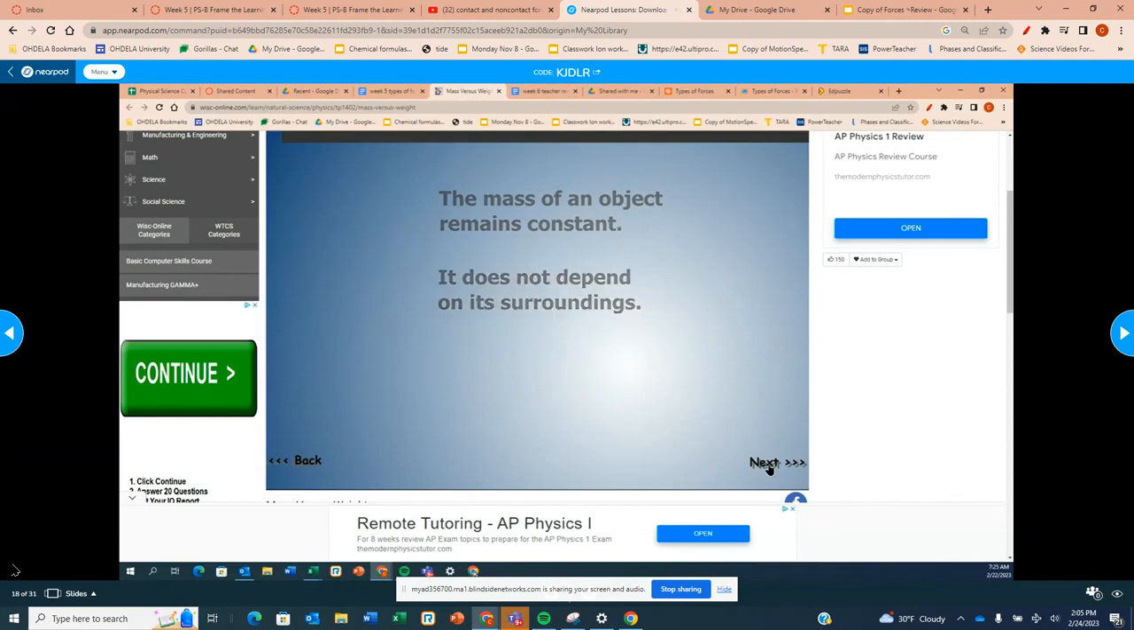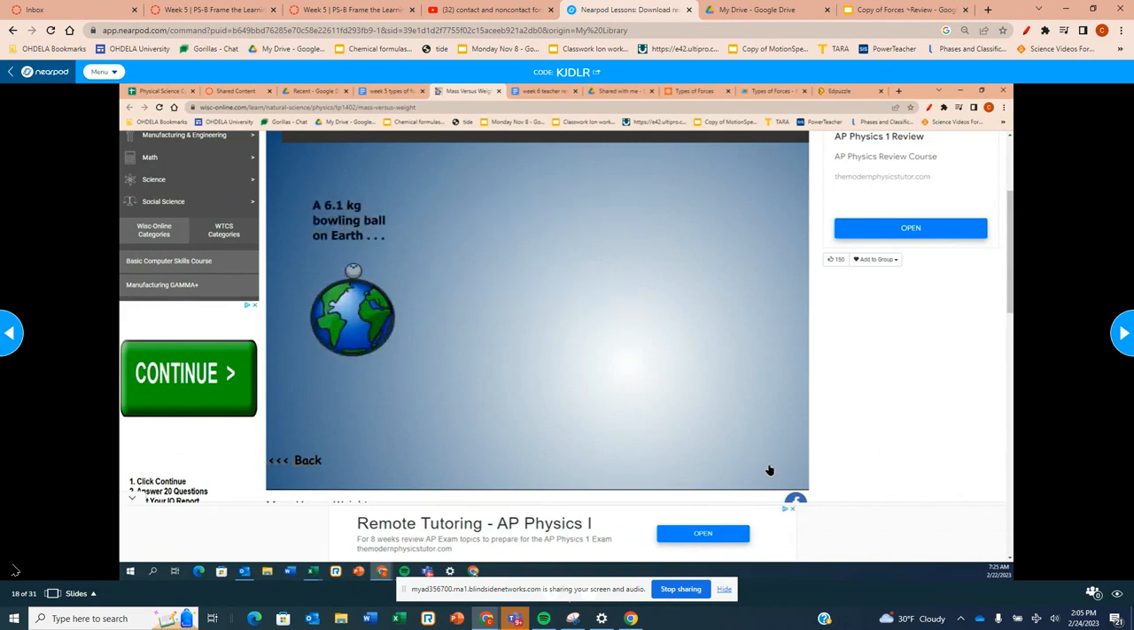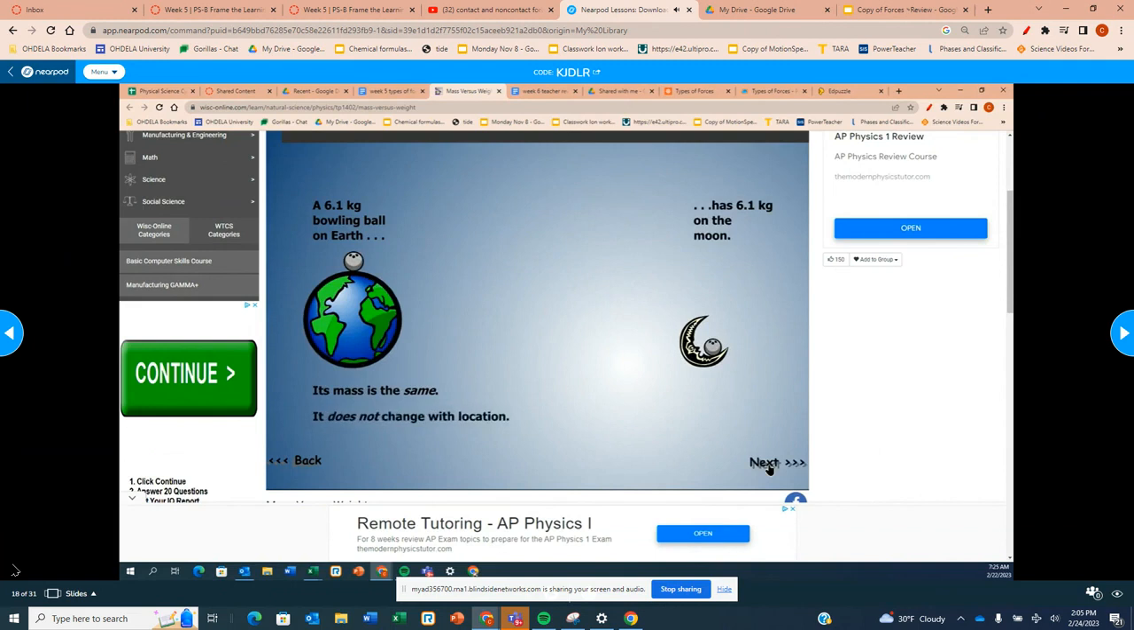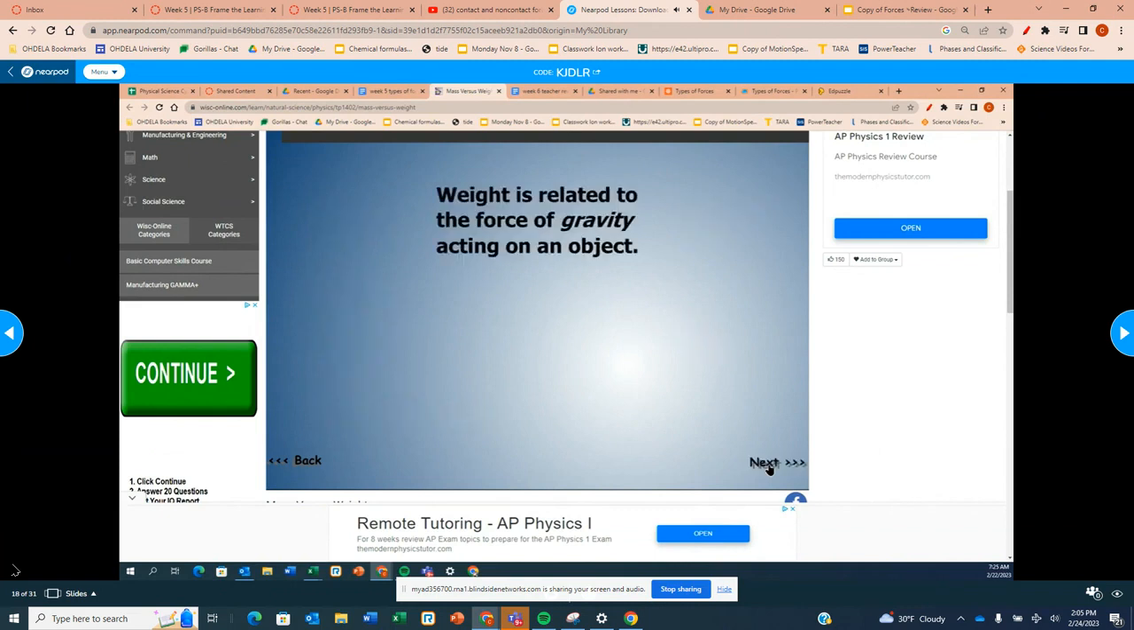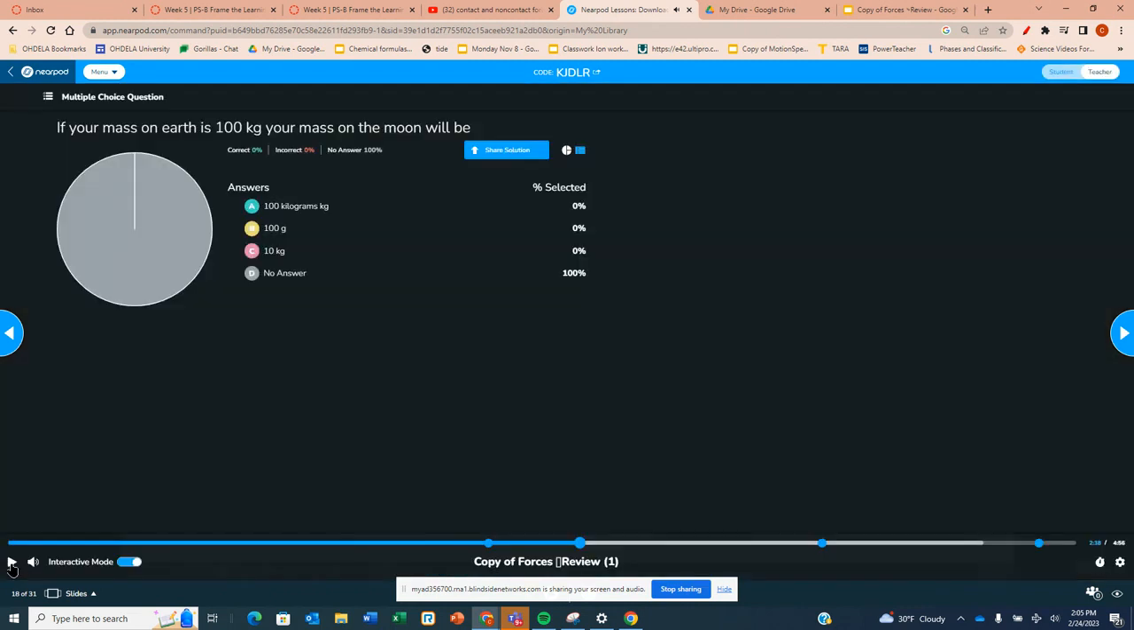The mass of an object remains constant. It does not depend on the surroundings. A 6.1 kilogram bowling ball on Earth has a 6.1 kilogram mass on the moon. The mass is the same, it does not change with location. So if your mass on Earth is 100 kilograms, what's your mass on the moon? Still 100 kilograms, right? It doesn't change.